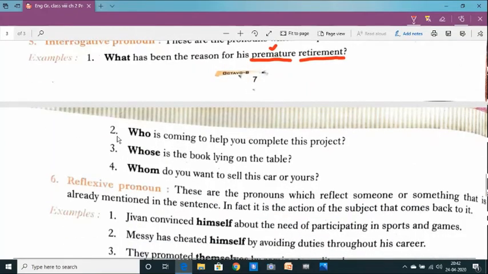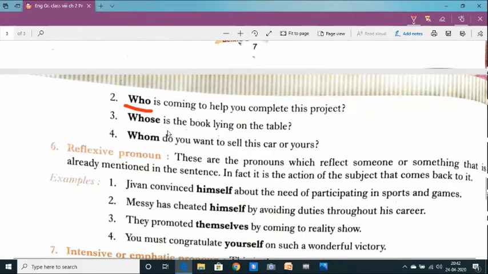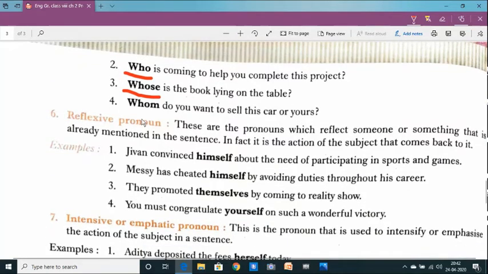In the second sentence: Who is coming to help you complete this project? Who is coming? This is the interrogative word. In question number 3: Whose is the book lying on the table? Whose is asking the question. It means whose book; it shows possession. Whom do you want to sell this car to, or yours?